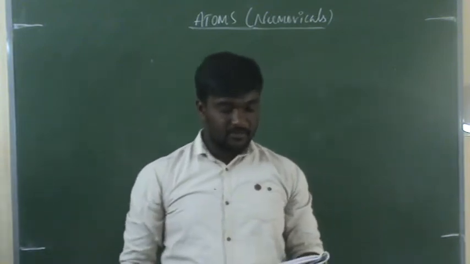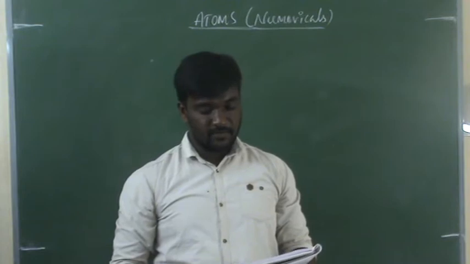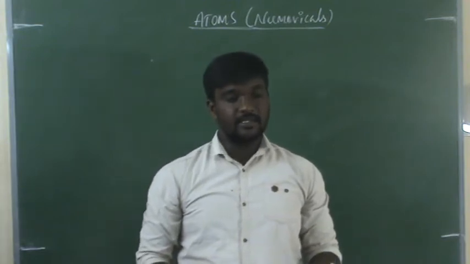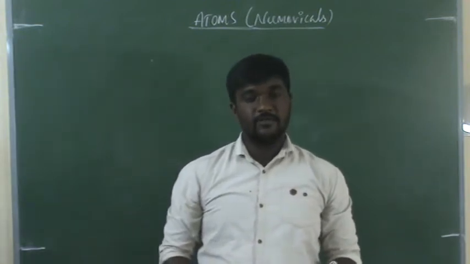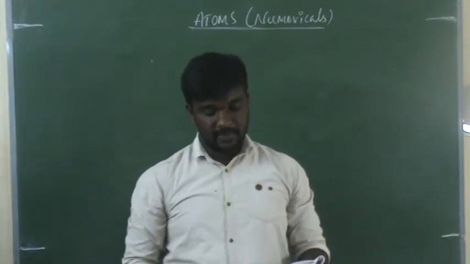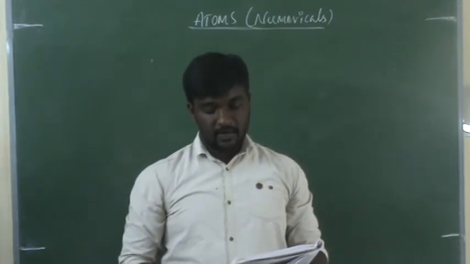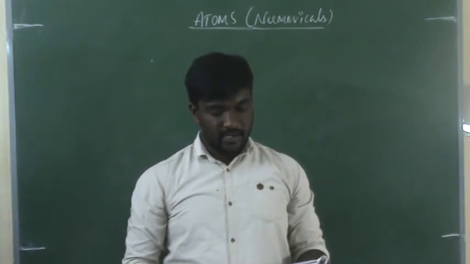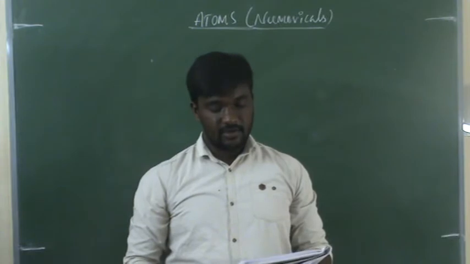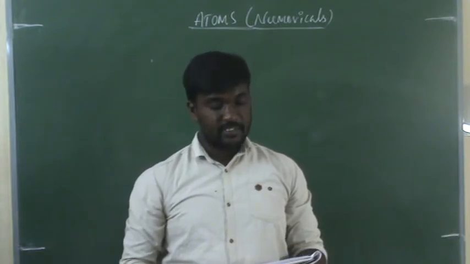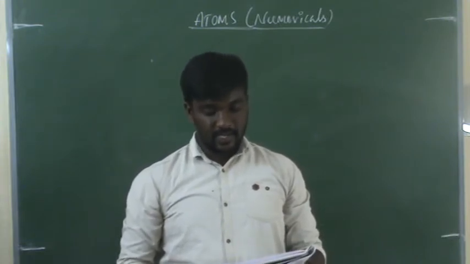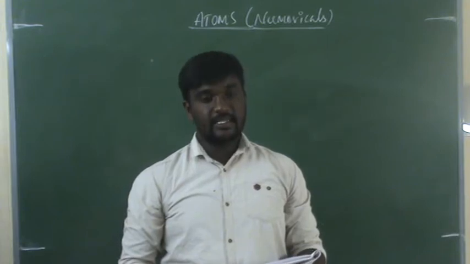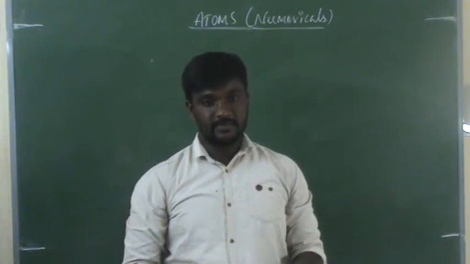Write down the next numerical. The wavelength of the first member of the Lyman series is 1216 angstrom. Calculate the wavelength of the third member of the Balmer series and also calculate the series limit of the Balmer series.